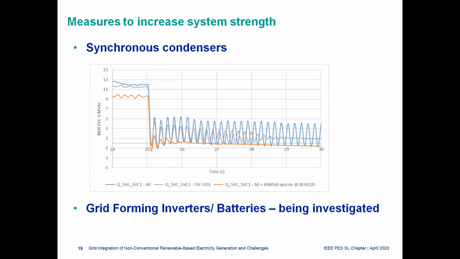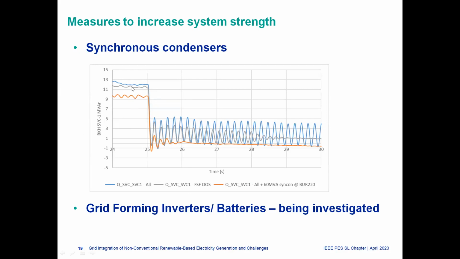And what are the measures? Normally, the main measure at the moment to increase system strength is to use synchronous condensers. This plot shows an example where we did a study for a solar farm connection. You can see the three graphs show the output of an SVC nearby in that connecting area. The gray curve is when that solar farm is out of service.